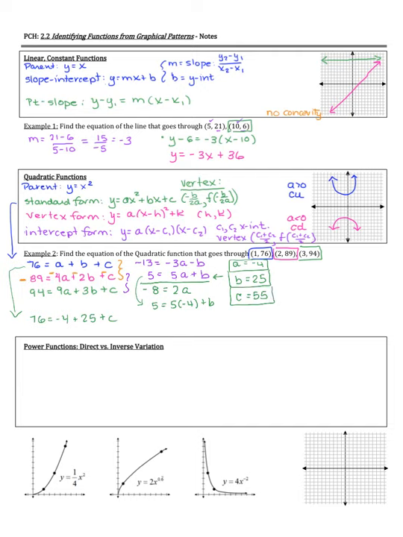All right, so we have to put it all together though. So y equals negative 4x squared plus 25x plus 55. See, that wasn't that bad. So using standard form, if you make that middle equation all negative, it actually comes out really quickly.